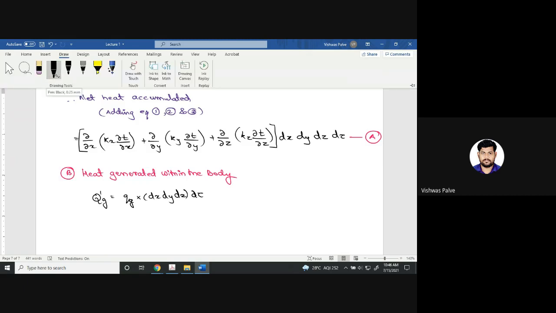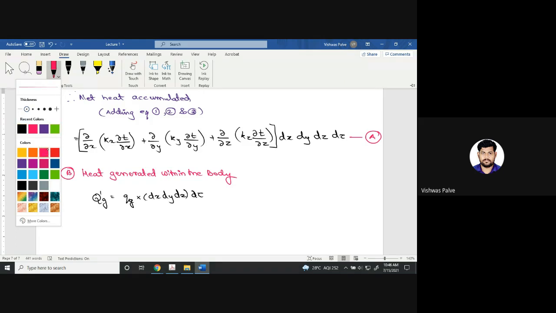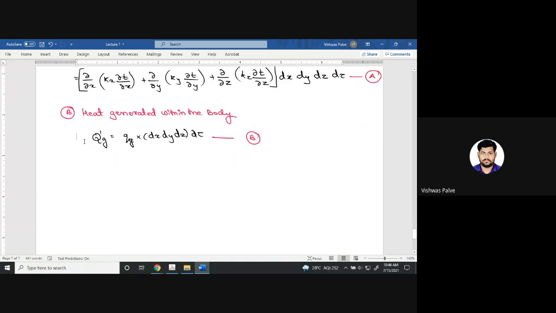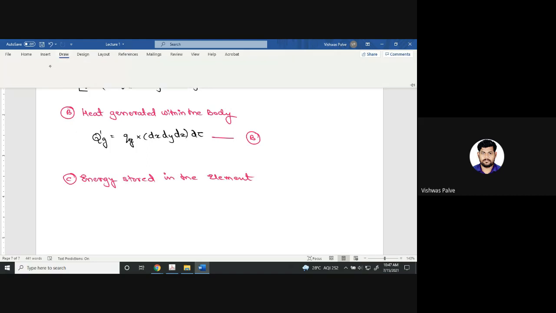So this will give you the term that is total heat generated within the body. We have the value of heat generated per unit volume per unit time with us. Multiply by volume, multiply by time, you will get total heat generated within the body. Then next is the heat stored in the body, the third part which we are going to derive now, C part of that main equation. So energy stored inside the body, stored in the element, or you can say body. Okay, energy stored in the element.